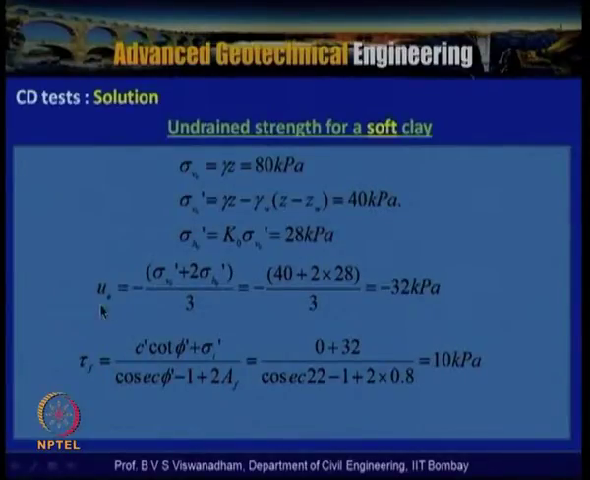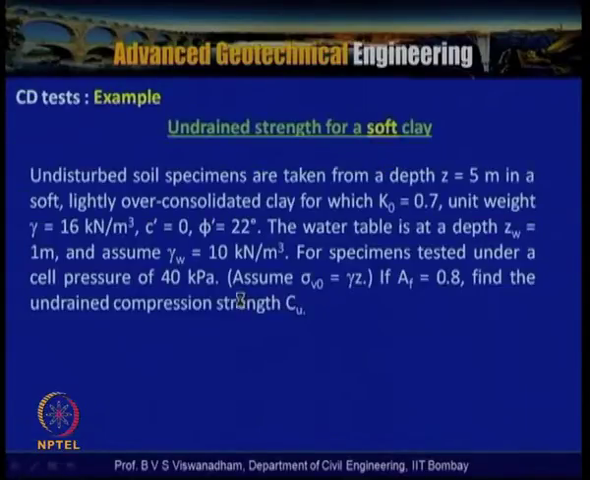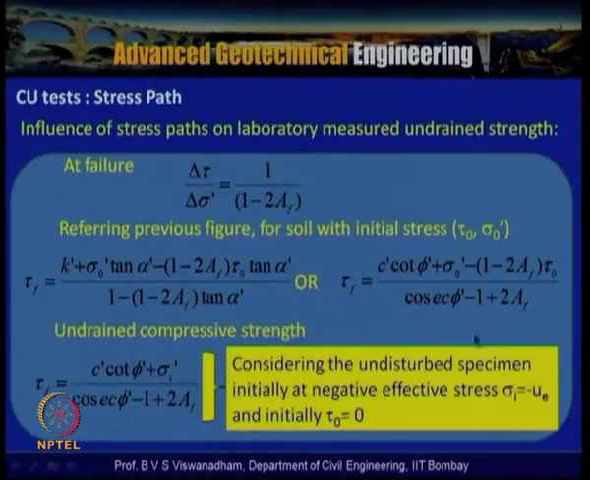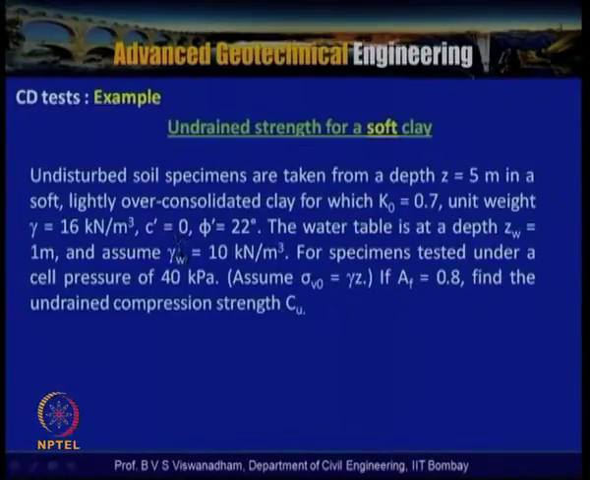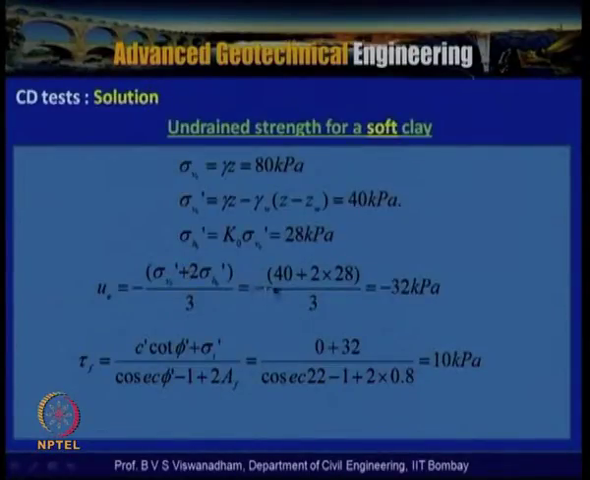So UE can be obtained by sigma dash V naught plus 2 sigma dash H naught, divided by 3. That is the sigma V plus 2 sigma H. This one we are estimating, and that is given as minus of 40 plus 2 into 28 by 3, which is minus 32 kilopascals.